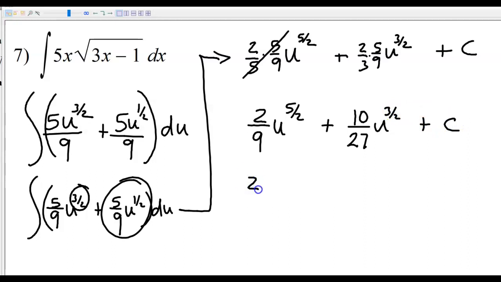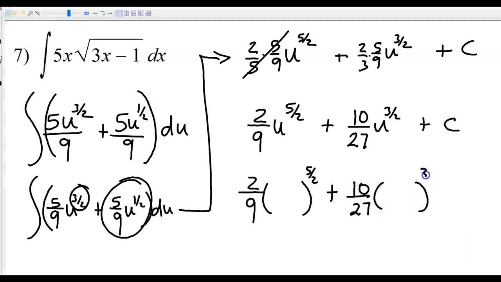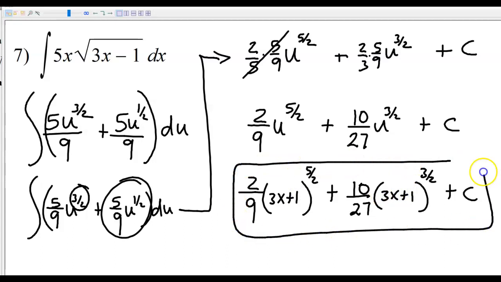And then last step is to replace the u with what u equals. And we said in the beginning that u is 3x plus 1. And there you go. So sometimes you have an x left over. So what do you do? Go back to the u, solve for x, and do another substitution. Okay?